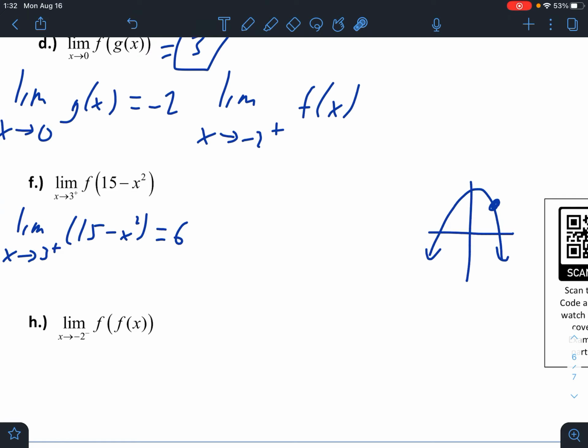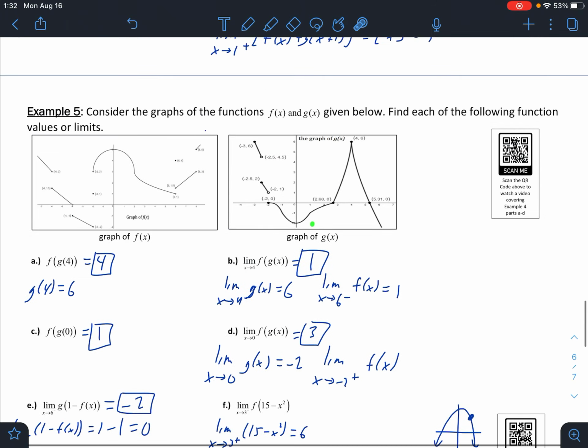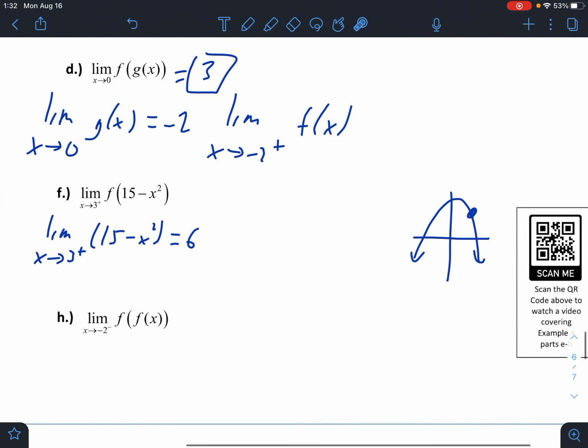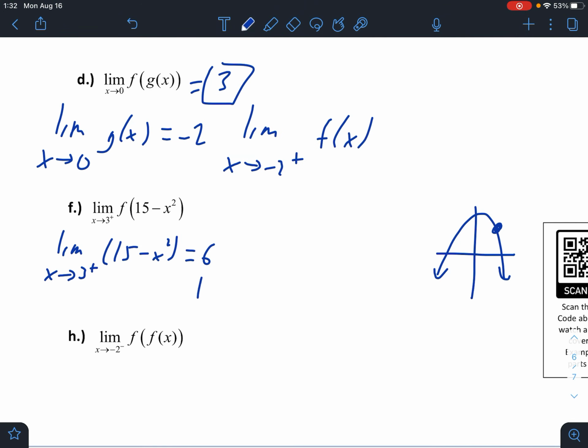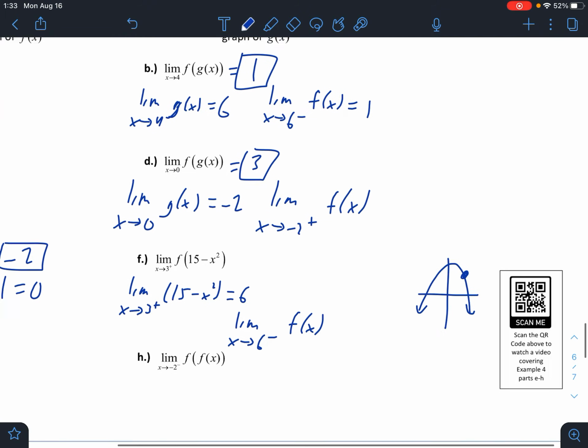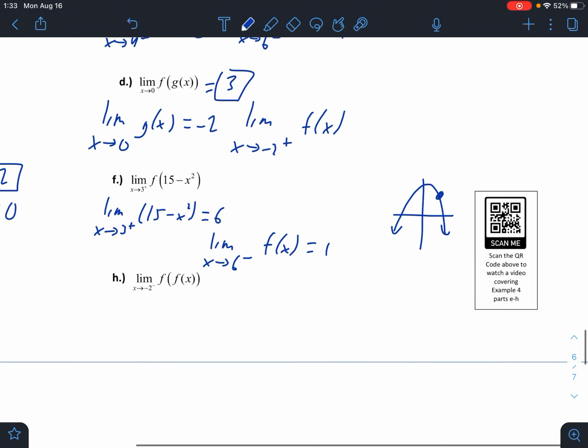Okay, why is that important? Because f is not continuous at 6. So since it's coming from below 6 on this graph, we're going to do the limit as x approaches 6 from the left of f of x for our final answer. And that would be 1. So our limit here is 1.